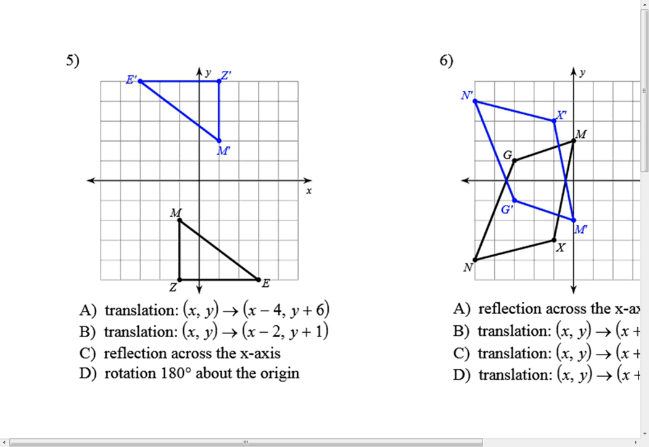Since the orientation of this has changed, M was at the bottom. Now in this figure, M is at the top. So either we've got a reflection going on or a rotation. A translation, the orientation would still remain the same. So I'm going to cross these two out. If this was a reflection, the E would remain on this side. Where does it end up? Over there. So this is probably a rotation.